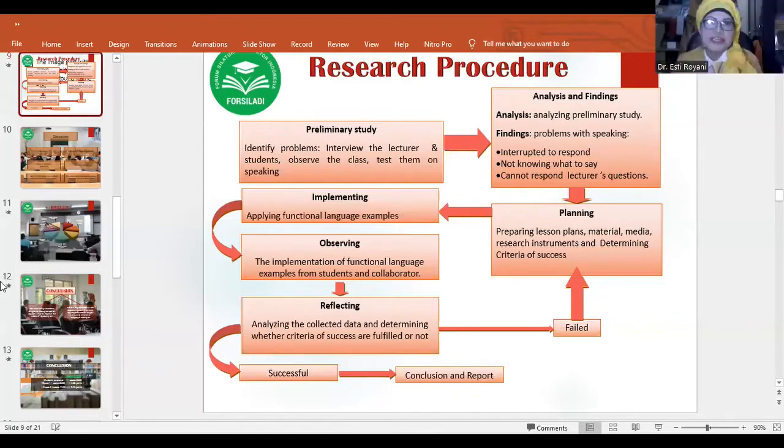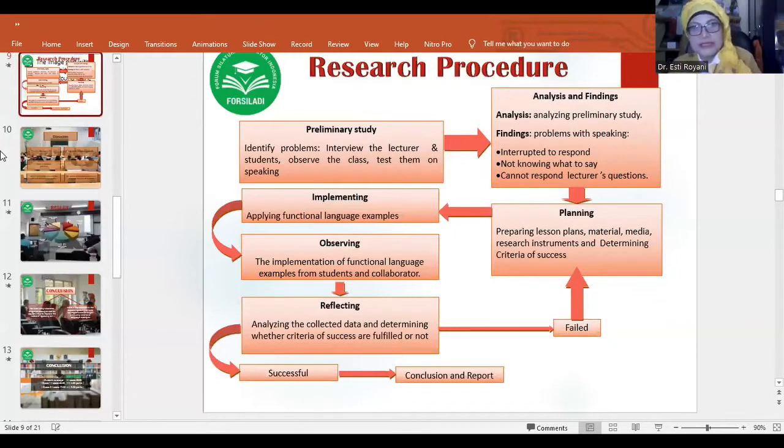This is the beginning score for the preliminary study that I used. After that, I analyzed it and found the problems with speaking in the preliminary study. There are three kinds of problems. The first one is they are interrupted when responding. The second one is they don't know what to say. And the third one, they cannot respond to the lecturer's question.